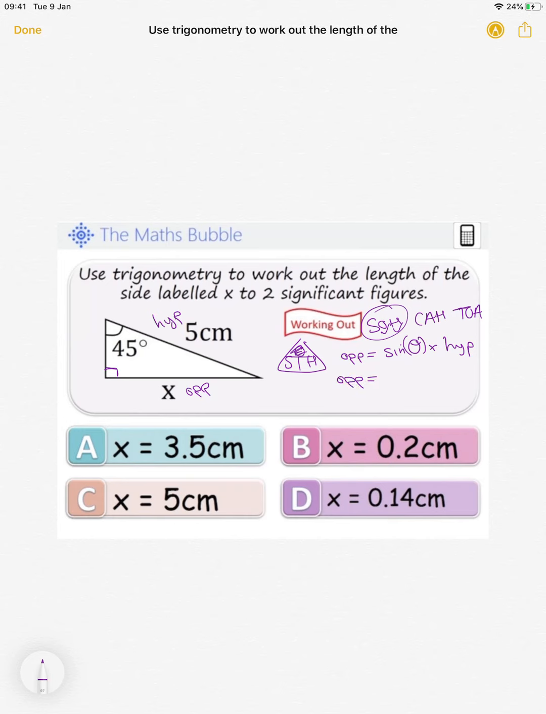So op equals sine 45. Remember to close those brackets, times by 5 in this case. So let's type that into my calculator. Sine 45. Close that bracket. Times by 5 is equal to 3.5355, blah blah blah. So we should get A.